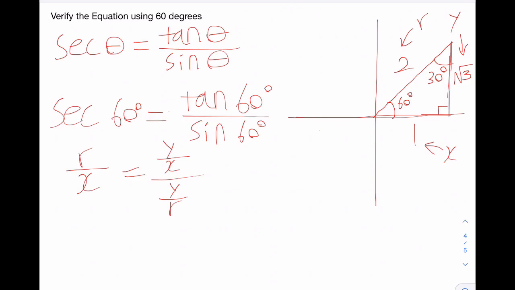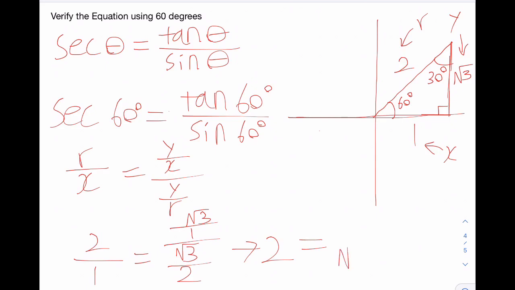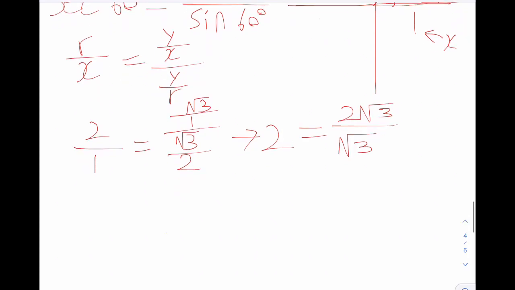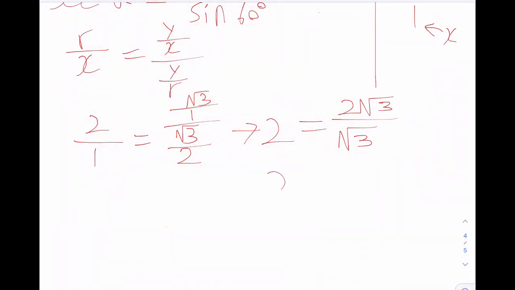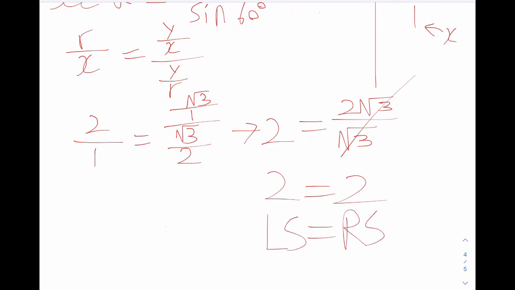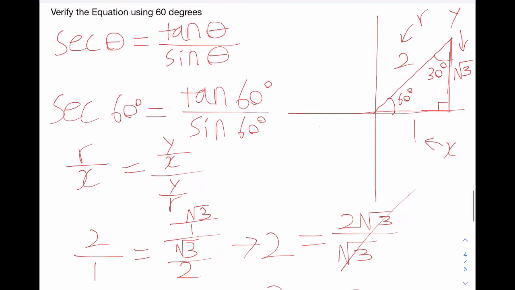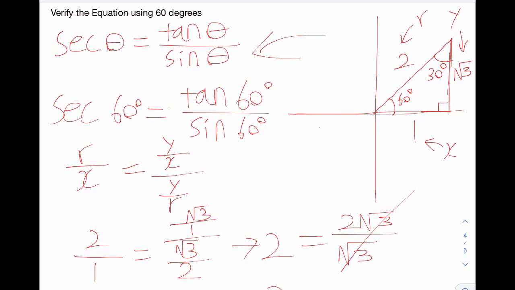So what's our x value? Our x value is 1, our r value is 2, y is root 3, x is 1, and y is root 3. So now if we move this here, that will be 2 is equal to root 3 over 2 root 3, which is going to be, roots cancel out, 2 equals 2, and the left side is equal to the right side. So therefore, we verified the equation using 60 degrees.